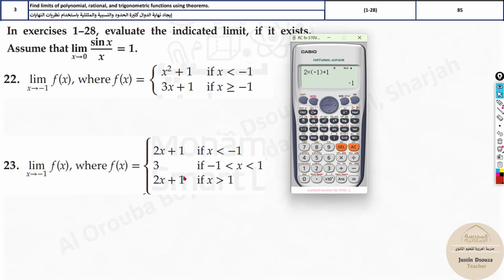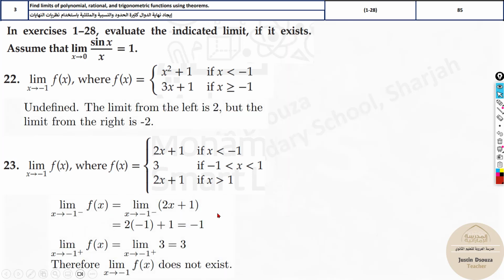When it's greater than -1, it's 3. Can you see over here? So it does not exist over here also. Why? Because we found the answer over here was -1. But what is it from the right side? That means x is greater than -1. Your answer is defined. You don't have to substitute. It's already told it's 3. So at left side it's -1, right side it's 3. It does not exist because these are not the same.